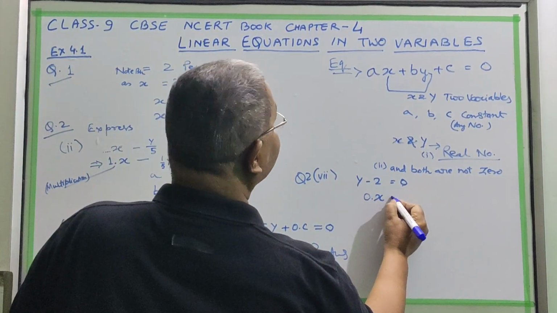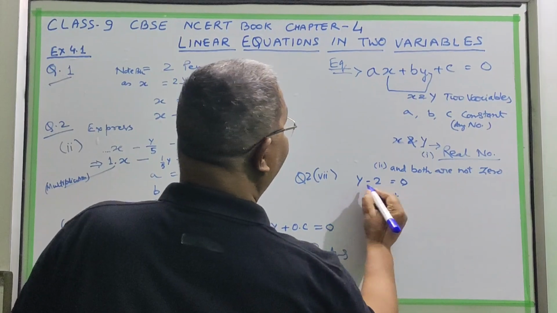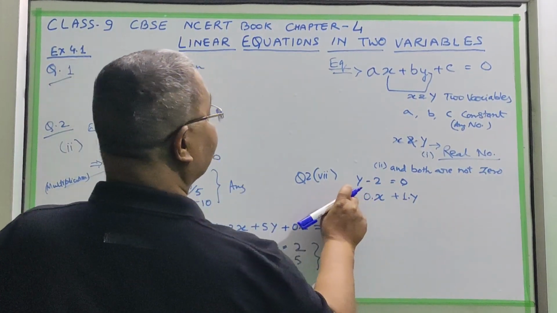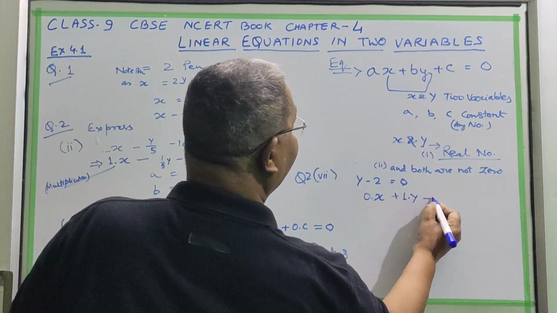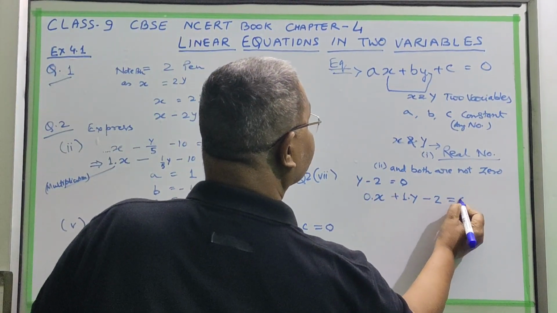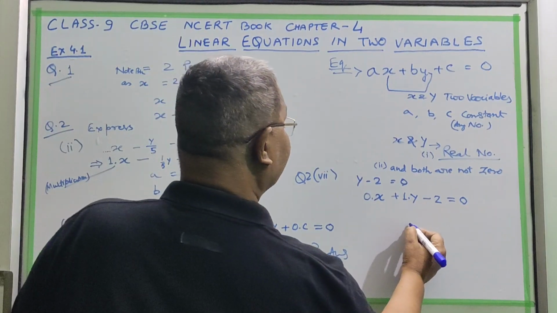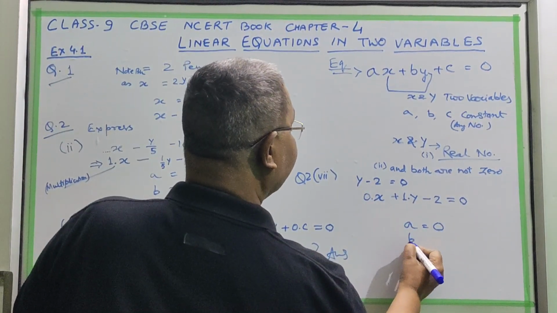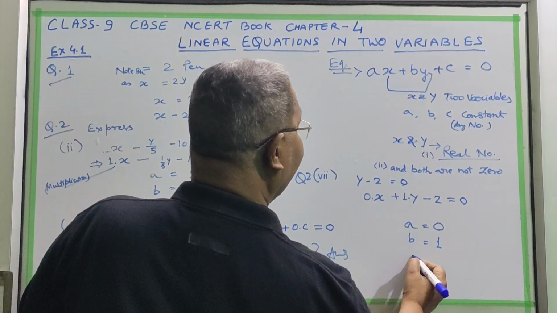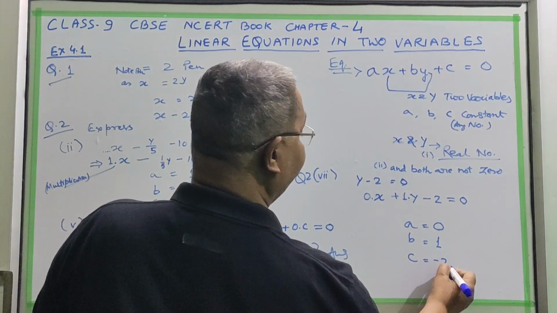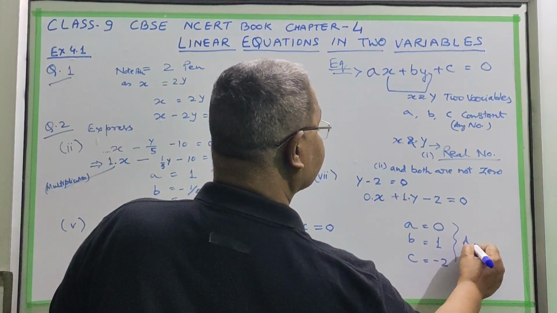0x plus 1 dot y, 1 multiplied by y, the value will not change. Minus 2, you have to be careful, the value of the equation should not change, equal to 0. And here you have to tell a equal to 0, b is equal to 1 and c is equal to minus 2. So this will be your answer.